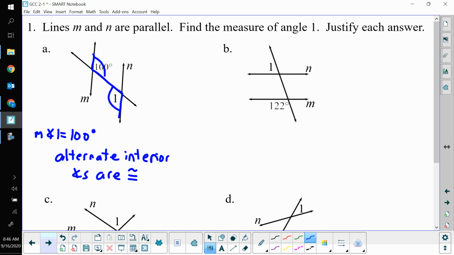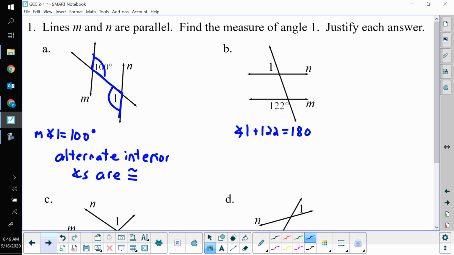So in B, we want to see which of our things we're dealing with. We'll notice they're not on alternate sides of the transversal, they're on the same side. And they're not corresponding because one is in the top left but 122 is in the bottom left. So therefore, they're going to be same side exterior. So in same side exterior, they're supplementary. So we would have angle 1 plus 122 equals 180.